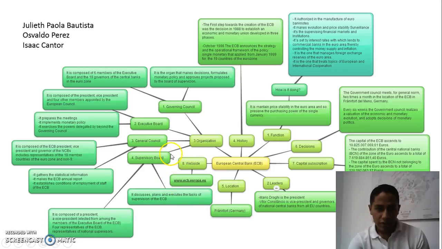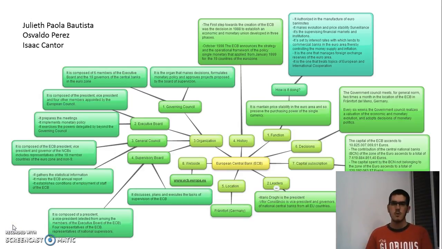Other organization is the Supervisory Board. It is composed of a president, a vice president elected from among the members of the executive board of the ECB, 4 representatives of the ECB, and representatives of national supervisors. The purpose of the Supervisory Board is to discuss plans and execute the tasks of supervision of the ECB.